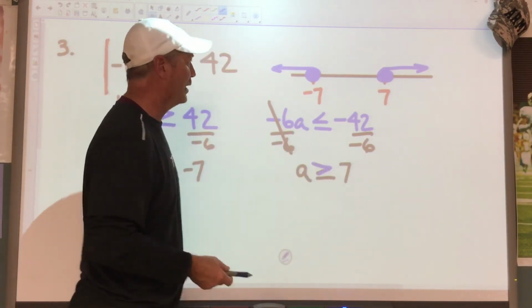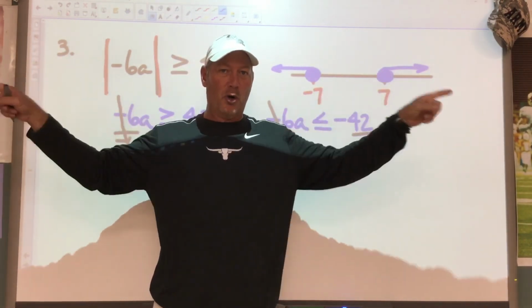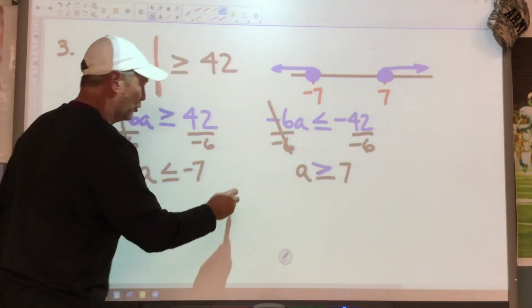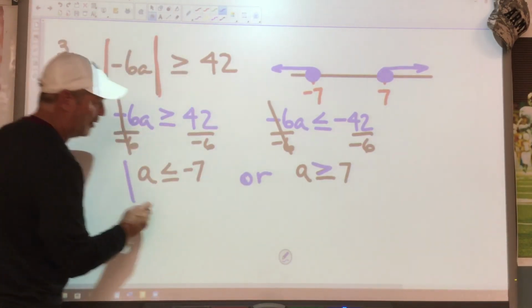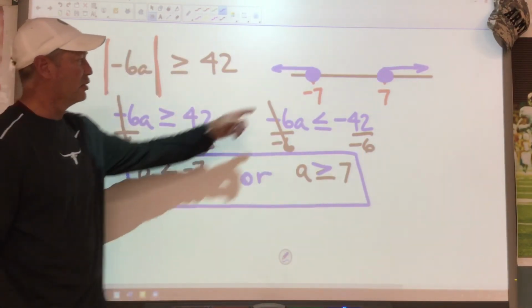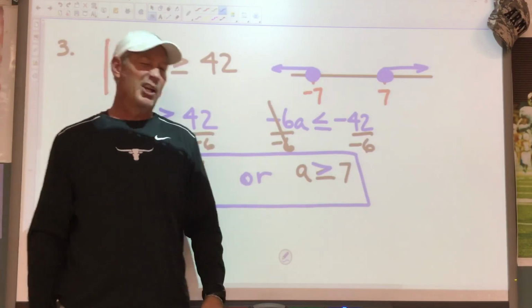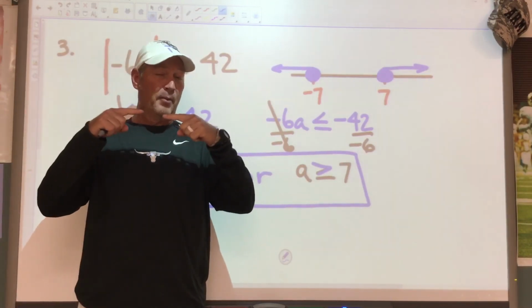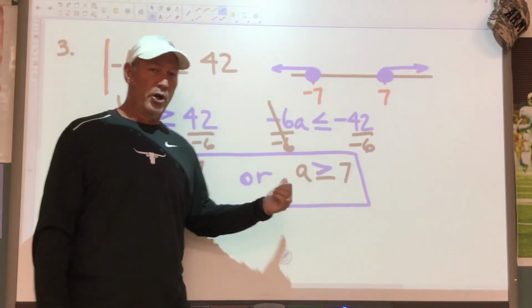Now in this situation, when my graphs go away from each other, we use the word or. This is your solution, and this is your graph of your solution. So when they go towards each other on the last problem, they were and. When they go away from each other, it's the word or.